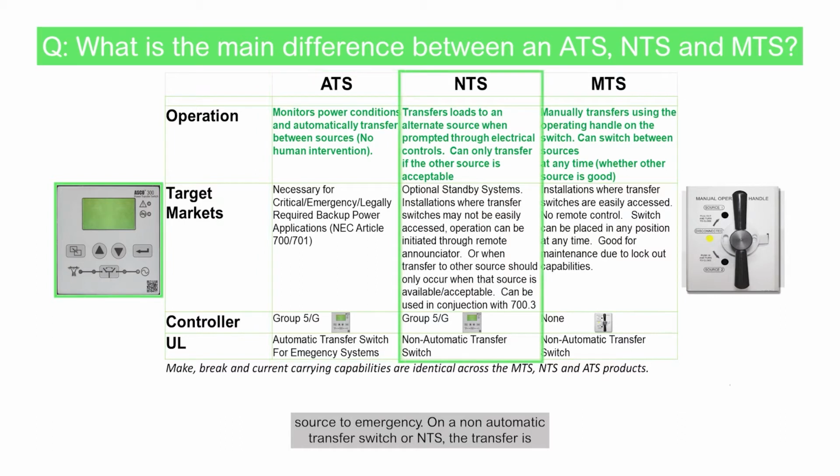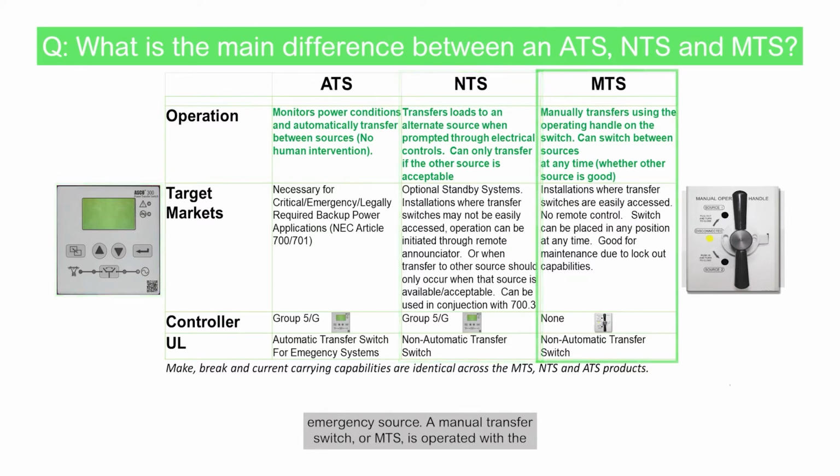On a non-automatic transfer switch, or NTS, the transfer is initiated through a controller, but it has to be done manually, where the person actually has to initiate the transfer by pressing a button. Like the ATS, it won't transfer unless the source is both available and acceptable. Once you initiate that transfer, it'll operate similar to an ATS, where it'll go through the full transfer sequence and actually transfer over to an emergency source.